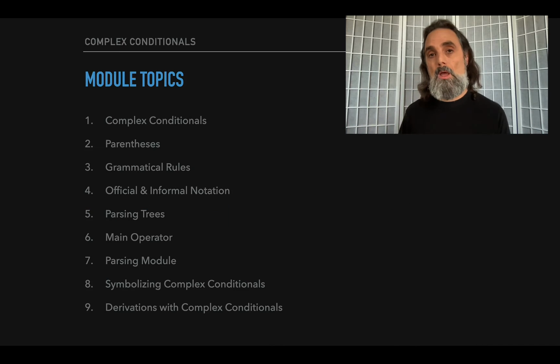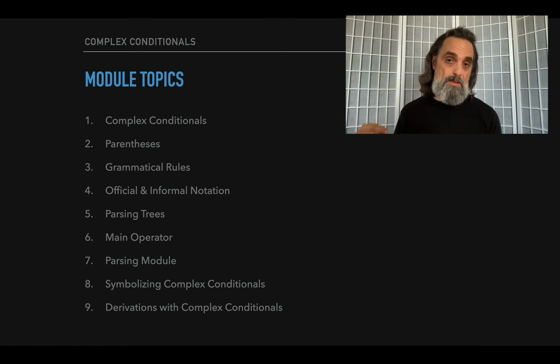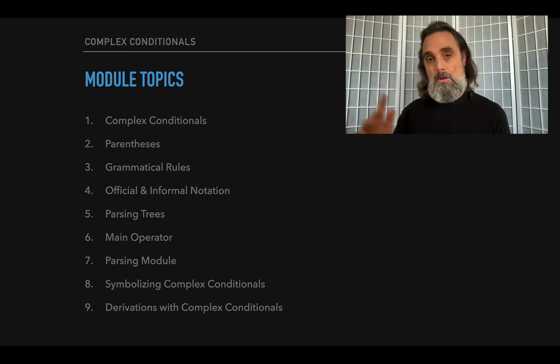So that's going to be our sort of topic for this module, but along with that we're going to learn a bunch of related stuff. We're going to learn how to symbolize complex conditionals, and we're going to need to add parentheses to our logical language to do so. In fact, what we're going to do is lay out grammatical rules for our logical language, how to build sentences in it. And we're going to learn about something called official informal notation in the course of doing that.